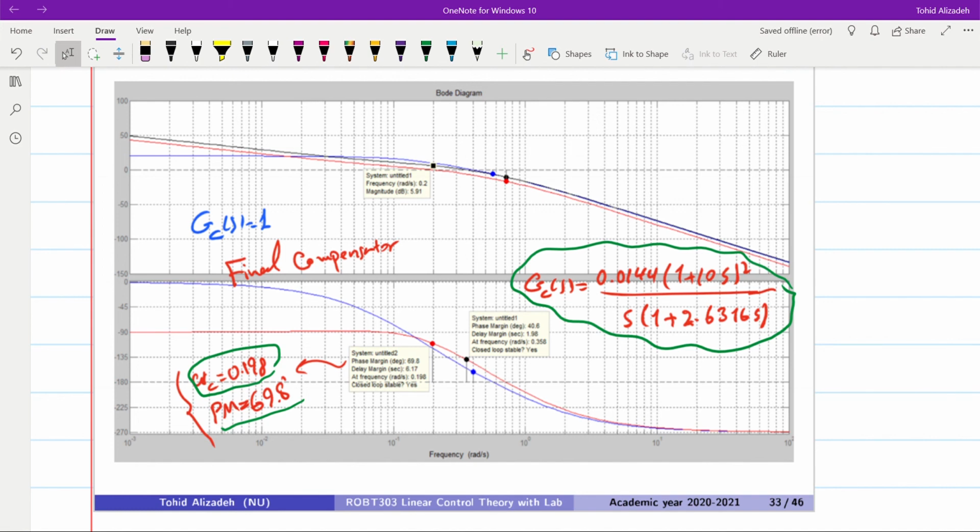You design, you check whether the requirements are satisfied or not. If yes, you are done. If not, you just go back and adjust some parameters.